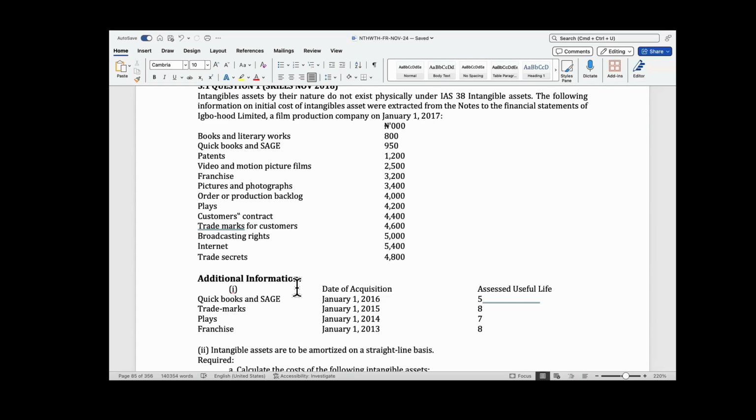Trade secret. Yes, that's correct. Trade secrets is internally generated. Trademark. No, trademark is not internally generated. It's something that you pay for. There is a ministry that if you want to trademark your product, you would pay and they will give you the trademark, so that no one else will use it.